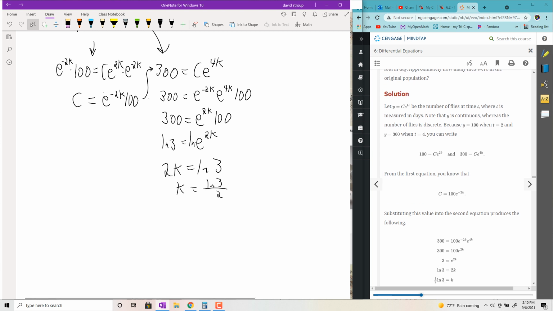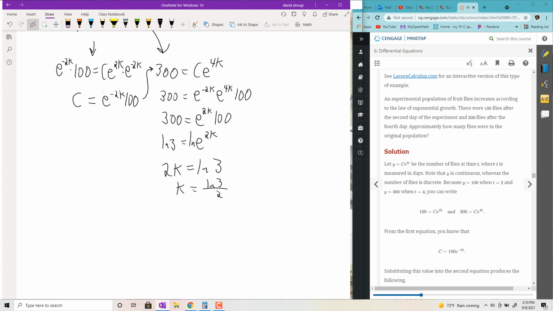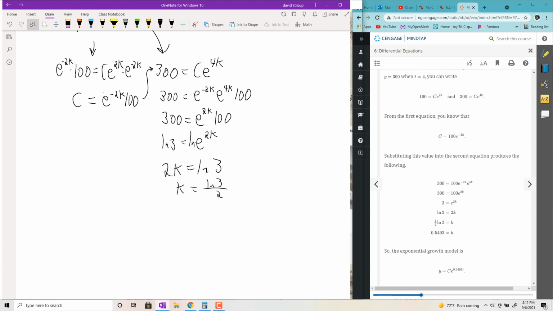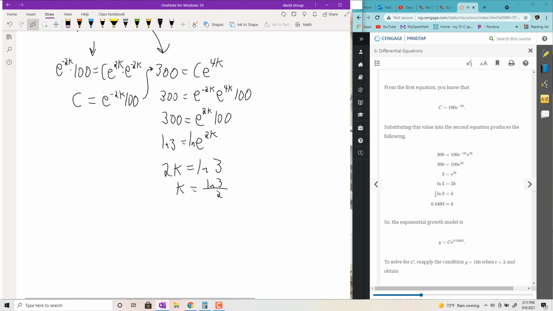Okay. What are they looking at? They want to know how many flies were in the original population. So to find the original population, it seems like you could just plug that in for k into the constant C. Because the C is, if you think about it, y equals Ce to the kt, the C is going to always be the initial value because you're plugging in 0 for t, so y would be Ce to the 0. And yeah, so C would be the initial value.